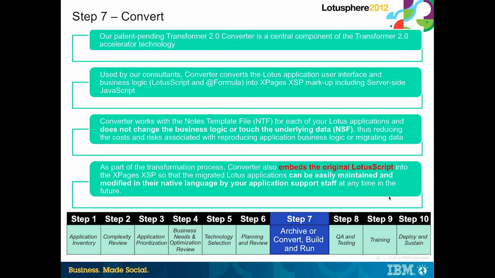Once you plan the work, you're ready to work the plan. And so step 7 is actually the conversion itself. So we talk about the patent pending Transformer to converter. That's a central component. It's used by our expert services consultants. It's going to convert your Lotus application UI and business logic.